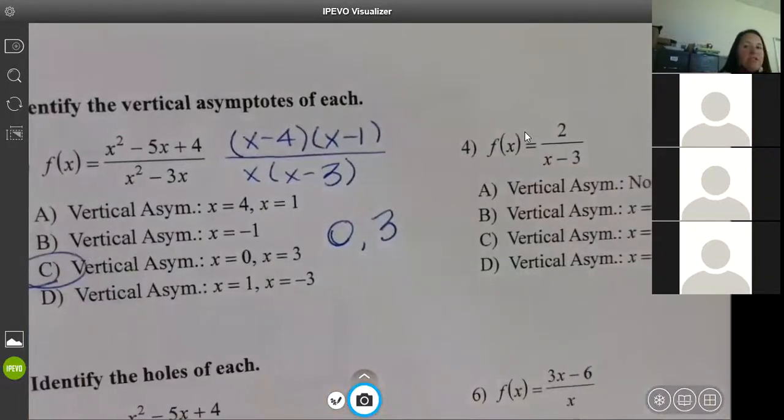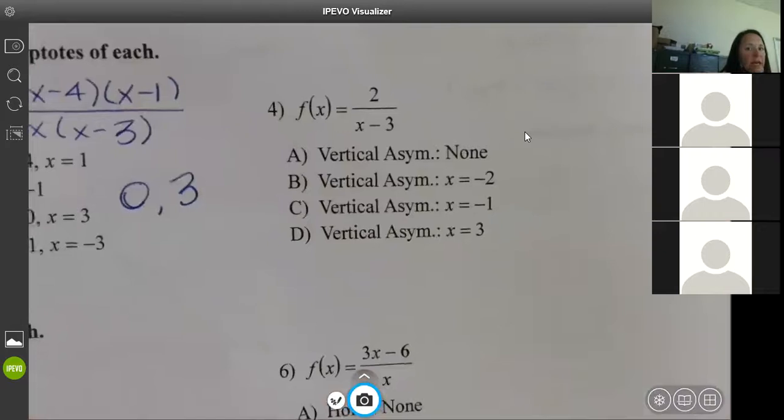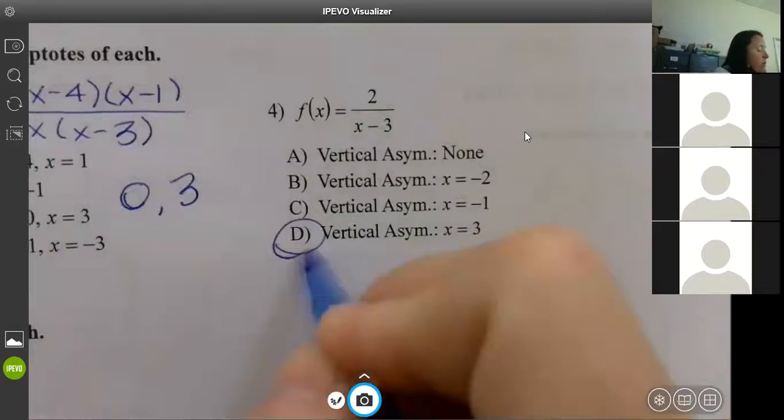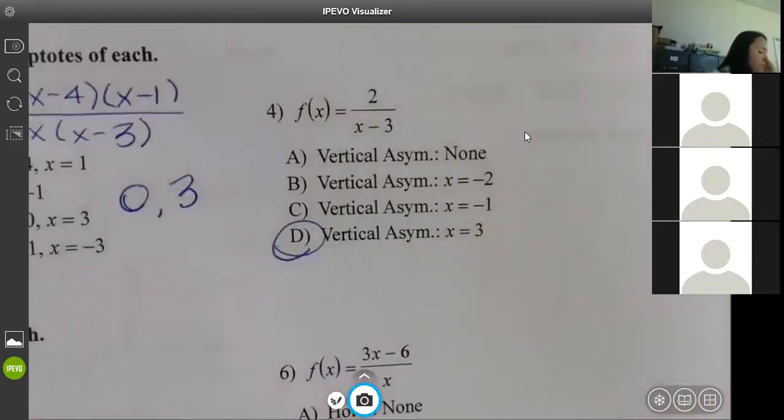All right. I can't do anything on number 4. I can't mark it out. So it doesn't have any holes. Does it have a vertical asymptote? At 3. Y'all, that's it. You don't have to show work. It's not a big deal.